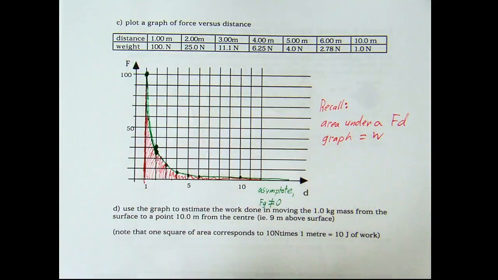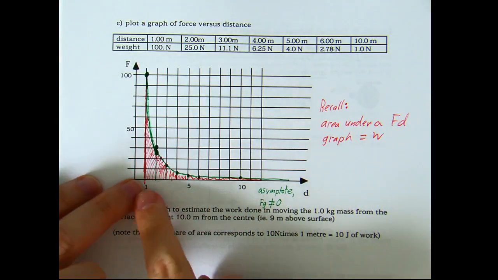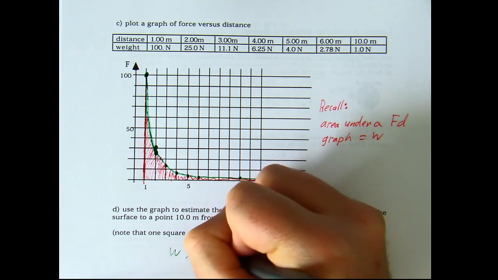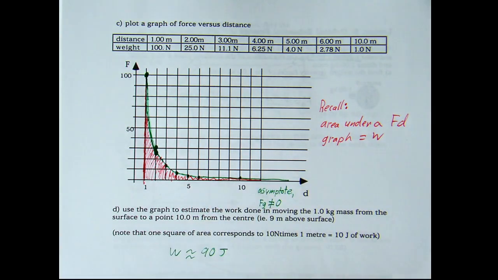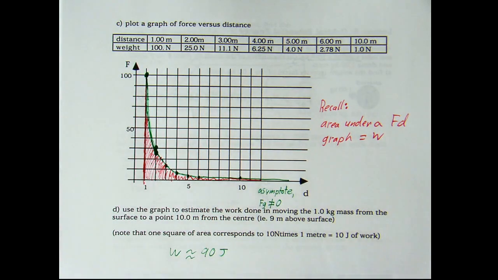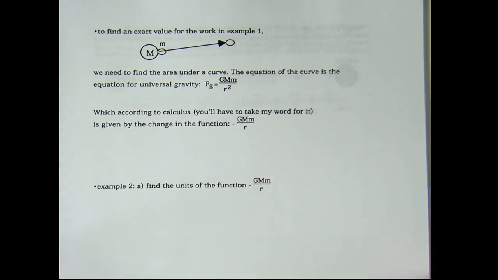The result that they want you to see here is that the work done to move it from 1 to 10 is approximately 90 newtons. Sorry, 90 joules. Is the result that we're trying to get you guys to see here. We're going to use calculus to prove that to you exactly.